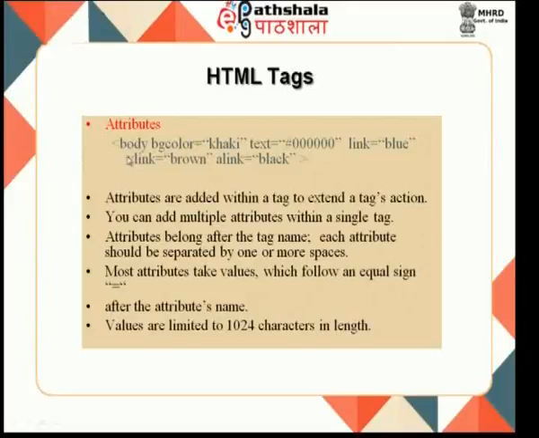Now, in HTML tags you can have attributes. There is the body tag, and there are attributes like bgcolor equal to some value. Text is another attribute equal to some value. Link is another attribute equal to some value, and vlink, visited link, and alink equal to black. In order to describe the tag more, we can have attributes, and many tags have many such attributes. Every attribute will have a name, followed by an equal to sign, and then the value, and this value is given within double quotes. These values are limited to 1024 characters in length.